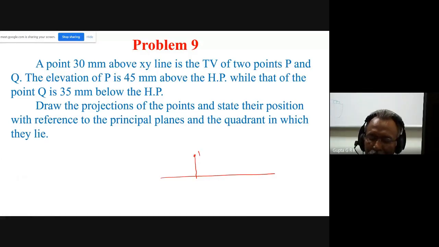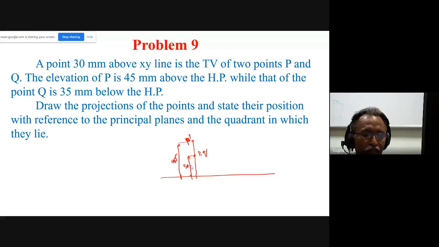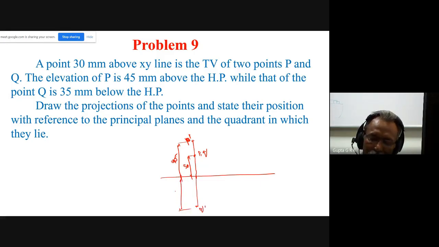Okay, this is small p and small q, right? And the elevation, that is P dash, is 45 above HP. So P dash is 45 above XY. Sorry, this is P dash, this is 45. And this is 30. While that of the point Q is 35 below HP, means Q dash is here, 35 below. Okay, like this, these are the projections.